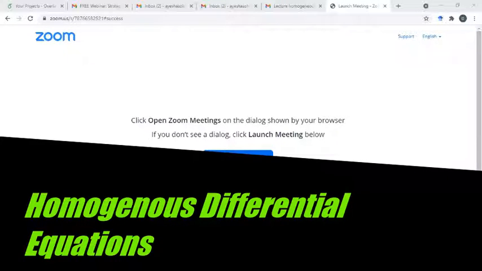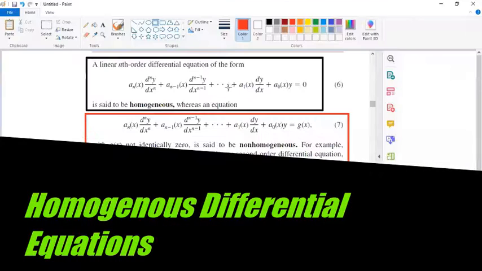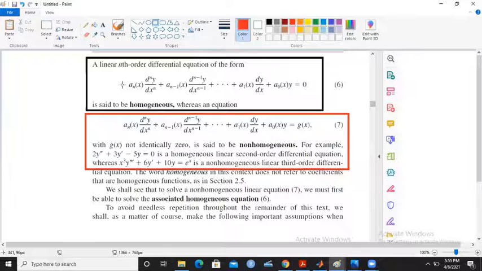Constant coefficients. Okay, so let me first define the homogeneous differential equation. In the previous chapters, we have learned first order differential equations. Now we will learn higher order differential equations. By higher order differential equation, I mean to say that the derivative is of nth order or maybe less.